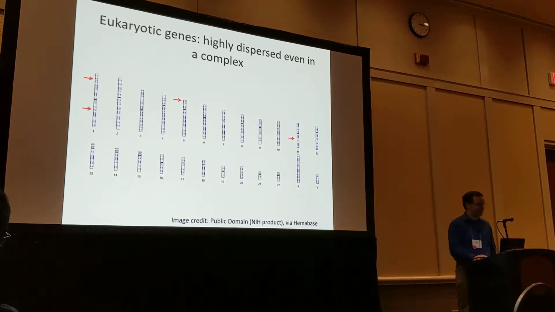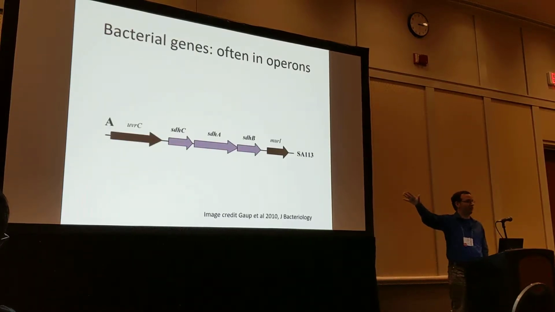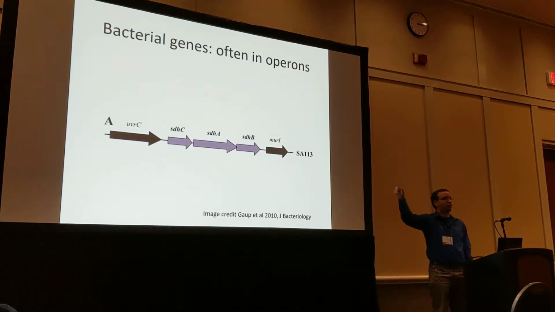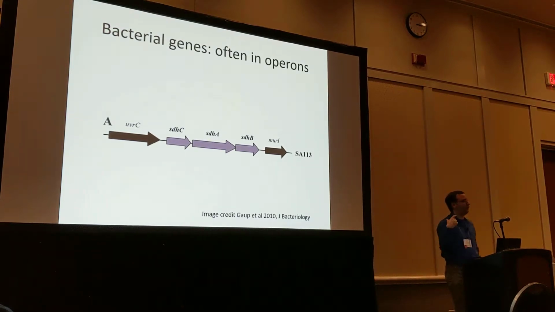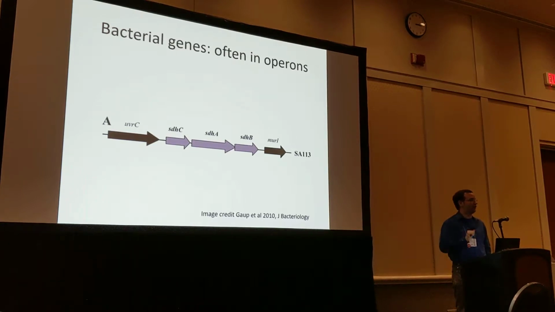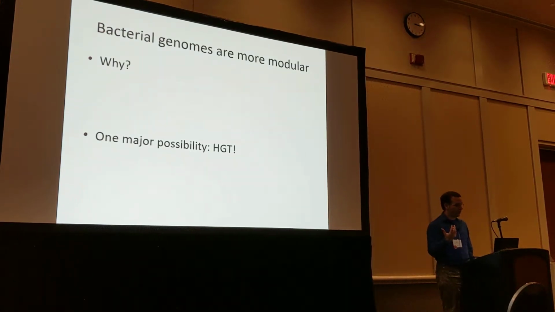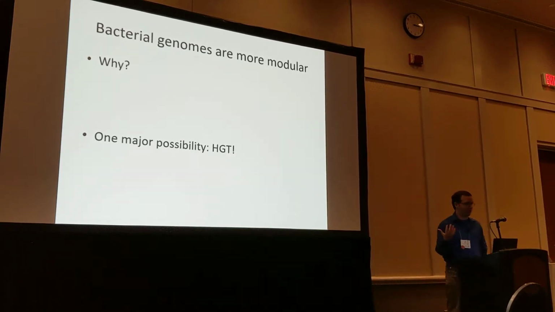On the other hand, things are very different in prokaryotic systems. So this is the succinate dehydrogenase operon from one particular microbe. You'll notice that those 3 genes are directly next to each other. They're actually under control of a single promoter. So bacterial genomes are arranged in a very different way compared to eukaryotic ones. And there are a couple of different possible reasons for that. But one of the major reasons that's been brought up is the possibility that this is being driven by horizontal gene transfer. So there are a couple of different mechanisms of genetic transfer.